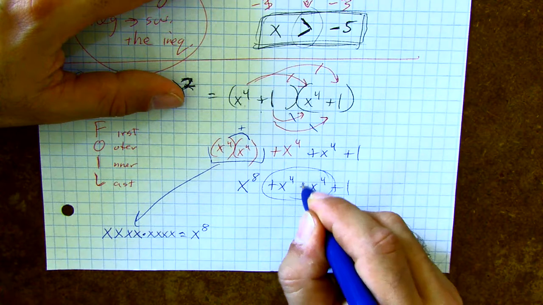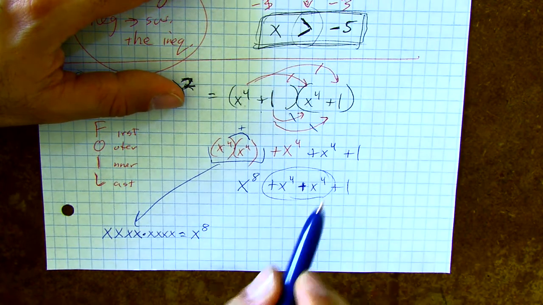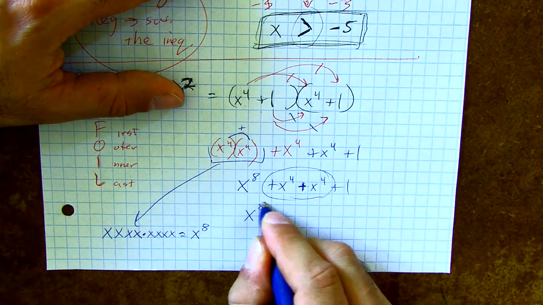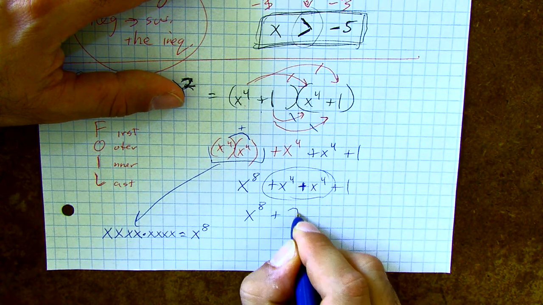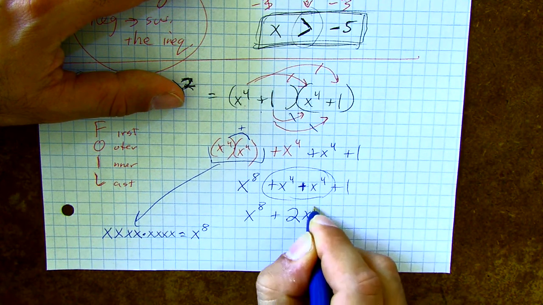Remember, here we're adding them together. Before we were multiplying them, but here we're just adding them. X to the 8th plus 2x to the 4th plus 1.